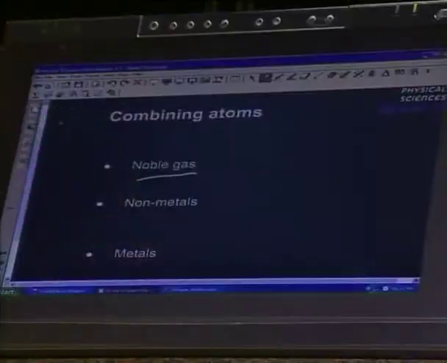Now, that brings us to a point. Well, what do we know about these things called the noble gases? We've just spoken about atoms, but let's talk a little bit about atoms as they get together with other substances. And that's our last point for today. We're going to talk about noble gases.